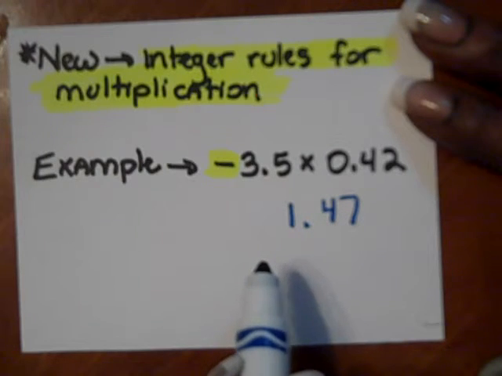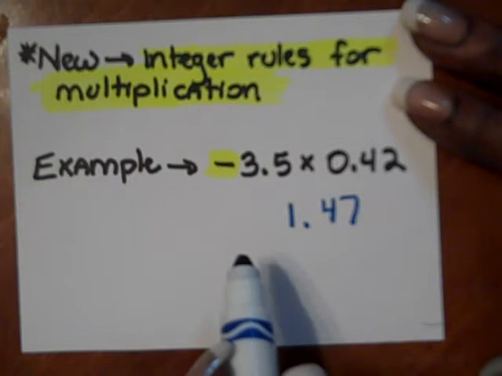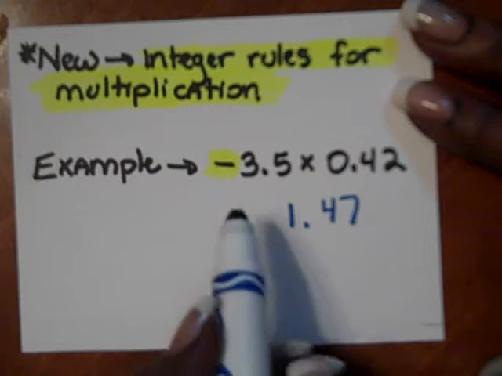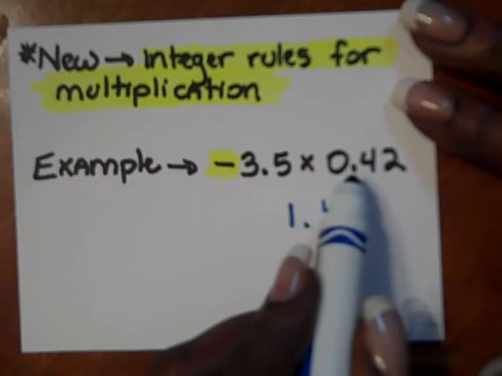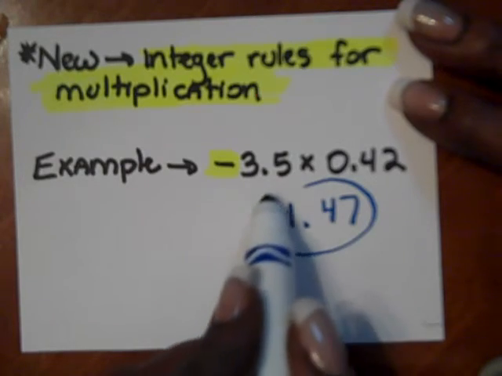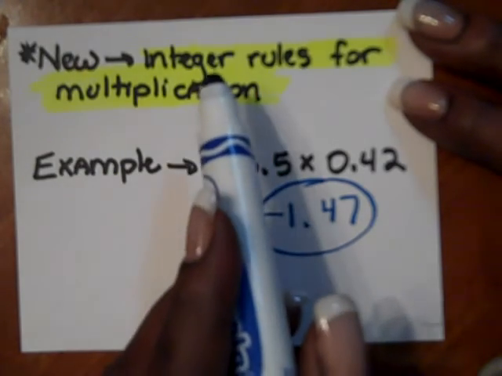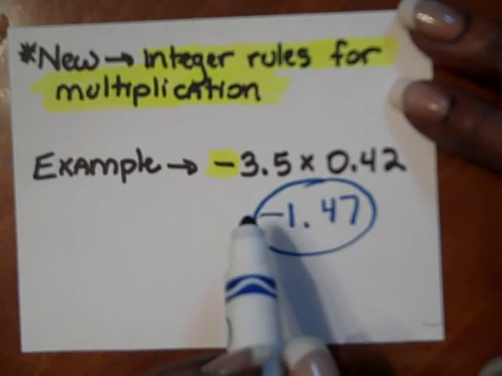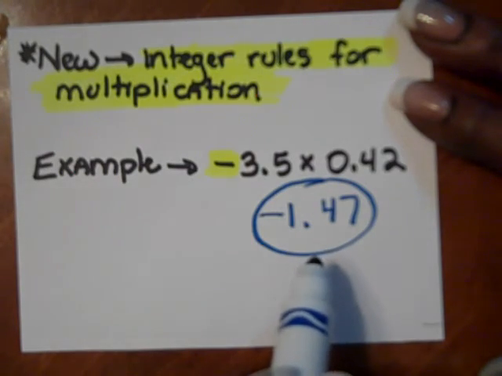In this particular example, same problem as before, so I already know what the product was, 1.47, but the only difference is I need to determine, is this a positive or negative? And remember, a negative times a positive gives you a negative. So the point of this is for you to understand that your integer rules still do apply even when you are multiplying decimals.